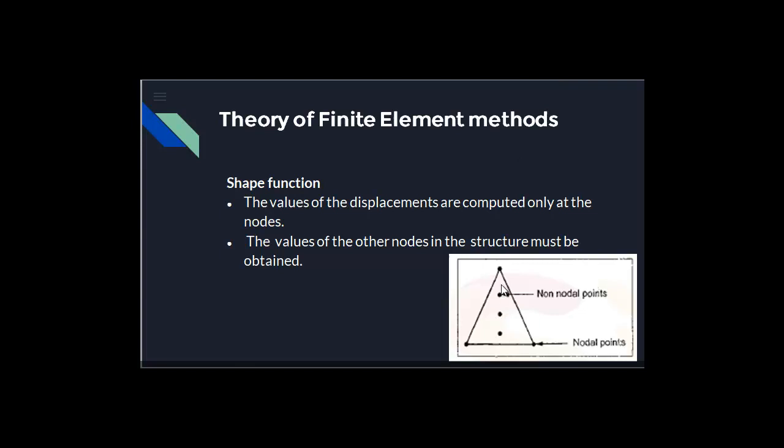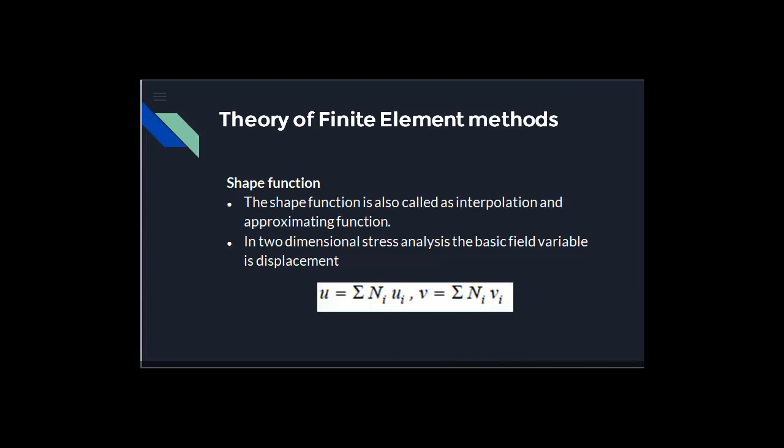So in the case of this particular triangular element, the shape function must be used, because it is easy to calculate the displacements or the unknowns of the nodes that connect the elements, whereas the points that are not nodes of the elements but represent the structure can be calculated by using the shape functions. And this shape function is also called the interpolation and approximation function.